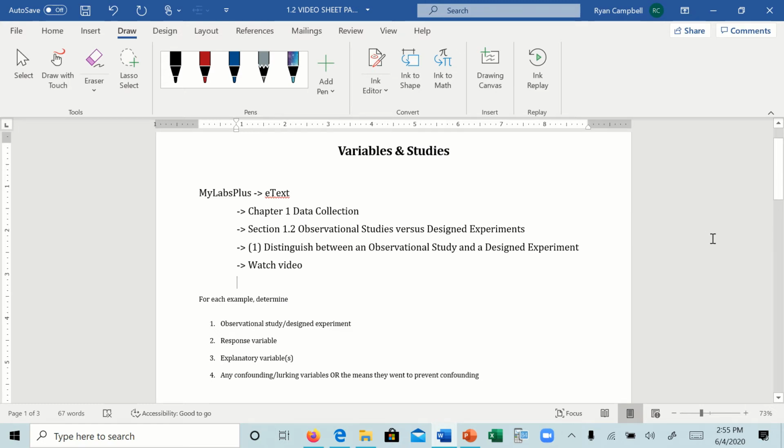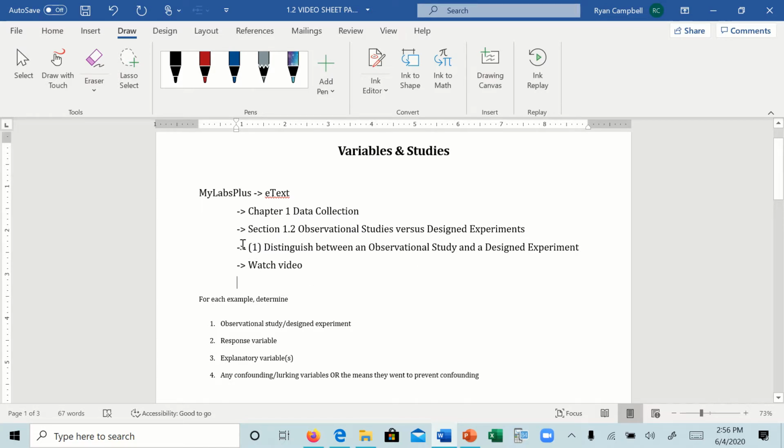All right, so second half. So this is what you need to do. You need to go to MyLabs Plus, go to the e-text, click on Chapter 1, Data Collection, the Section 1.2, which is the one that we are currently in, Observational Studies versus Design Experiment.